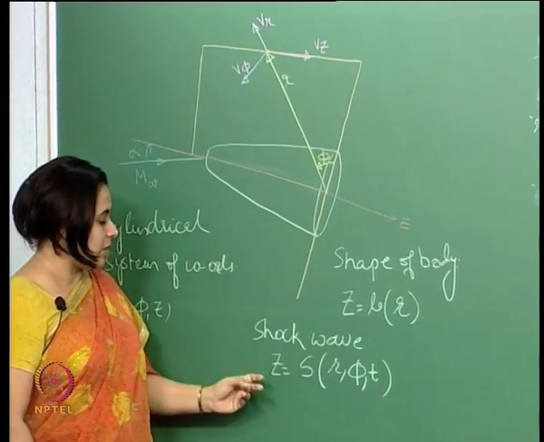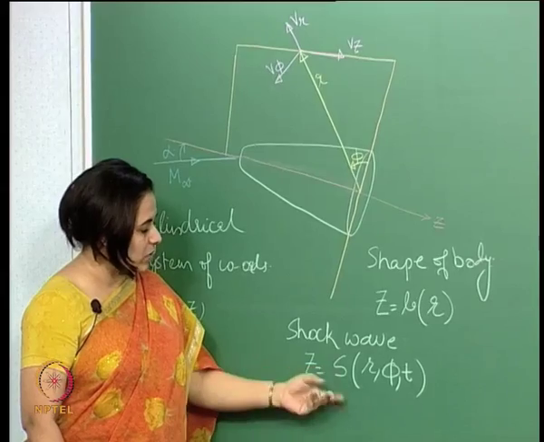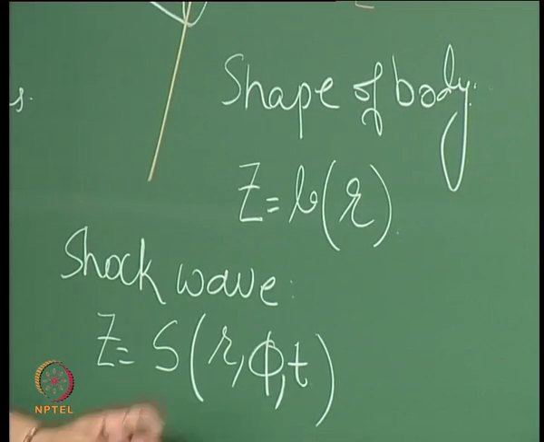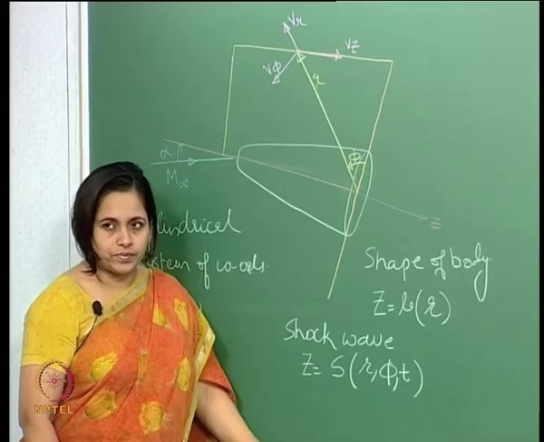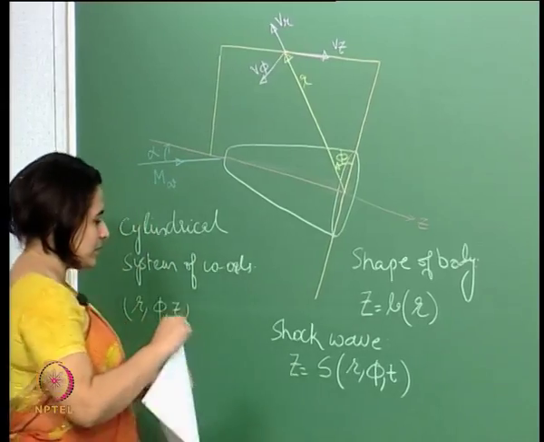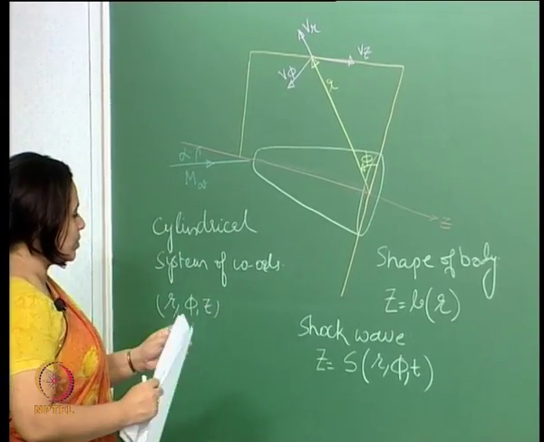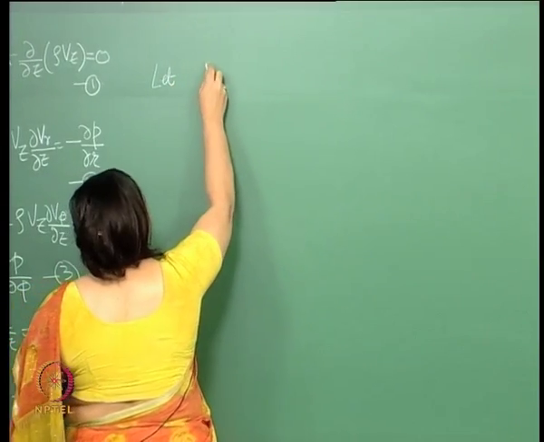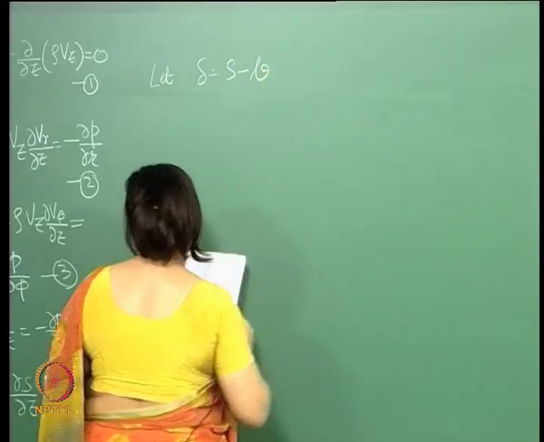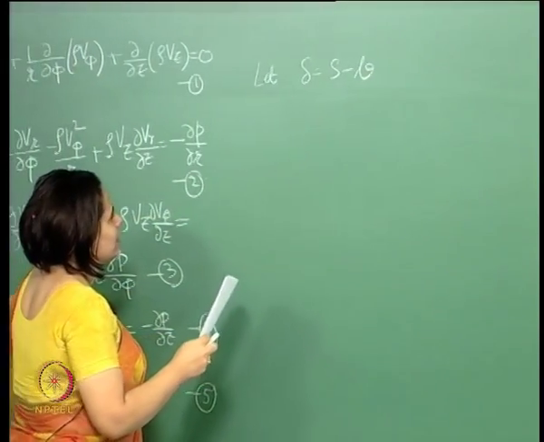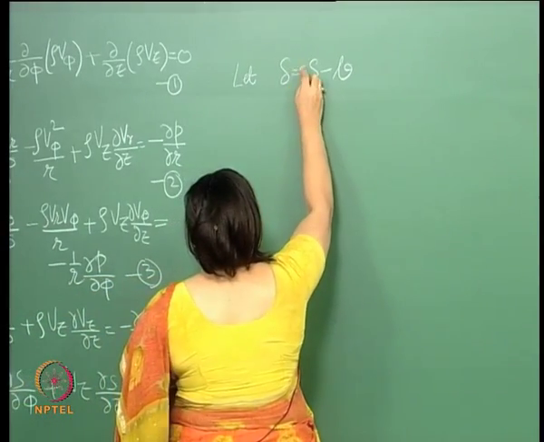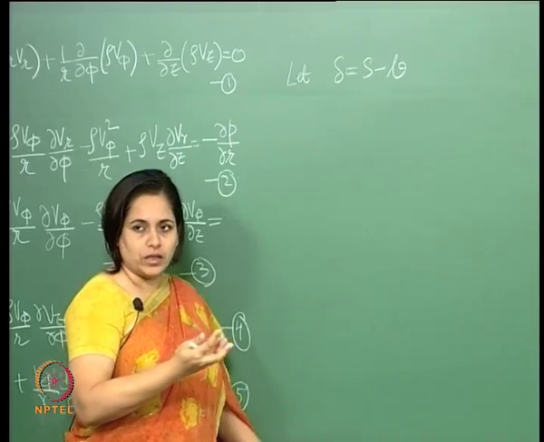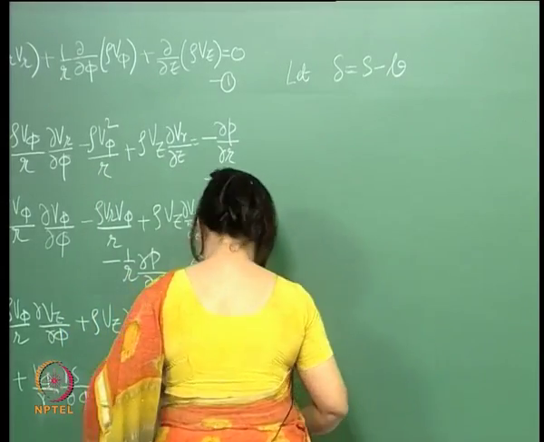So, then the shock wave, however, when I define the surface of the shock wave, I call that some function s for shock wave. This is an arbitrary shape, we do not know what. It's a function of r and phi, and also changes with time. If we define this, now let us consider s minus b to be equal to some delta. So, this is essentially the space between the shock and the body.